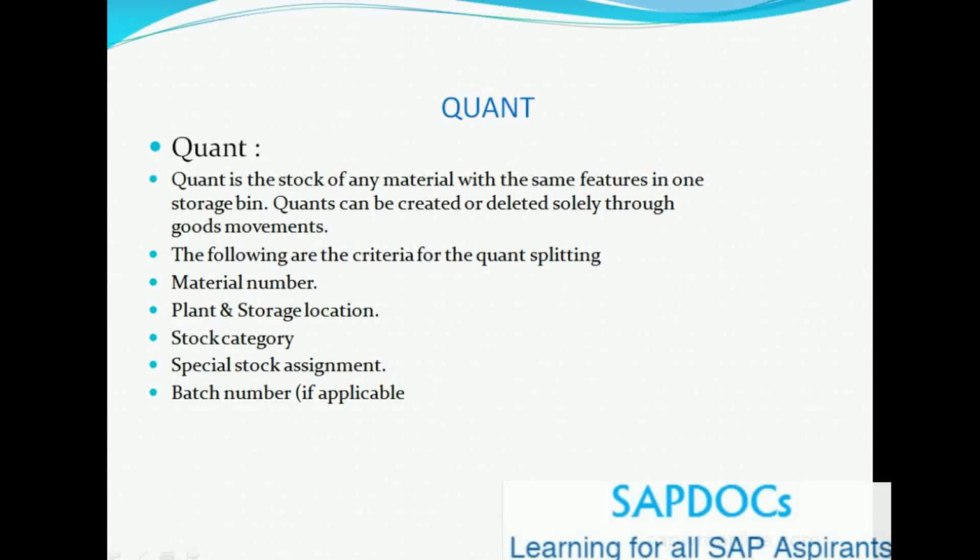So what is the criteria for generation of quant or for quant splitting? So if you are doing a goods receipt and you have two material numbers in the same goods receipt, then two quants would be generated. Similarly, if plant and storage location are different, two quants would be generated. The stock category of the materials are different. Quant would be split. It would be split if the materials have different special stock assignments or different batch numbers. All these factors would make the quant split.